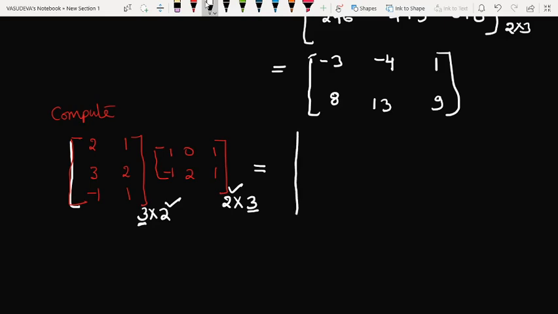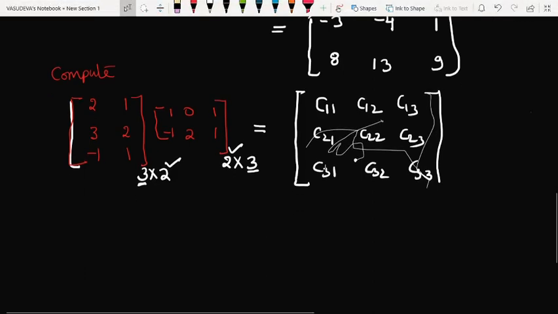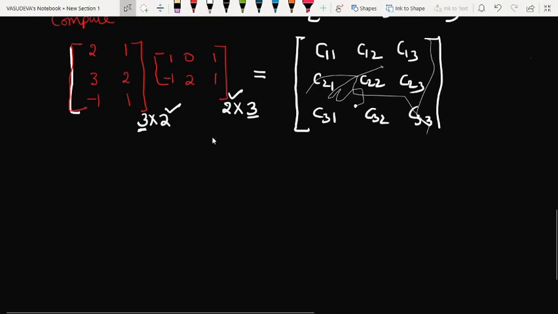So now this matrix is of order 3 by 3, so it must have 3 rows and 3 columns: C11, C12, C13, C21, C22, C23, and C31, C32, C33. Now we have to find out these elements. What are these elements? So let's find them out one by one.